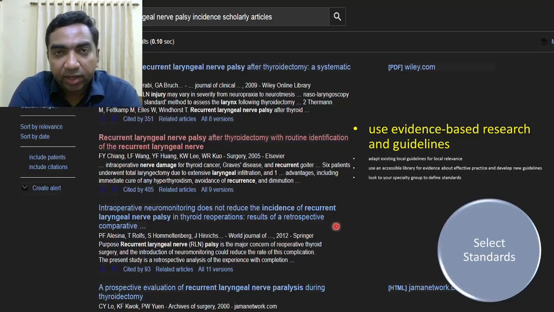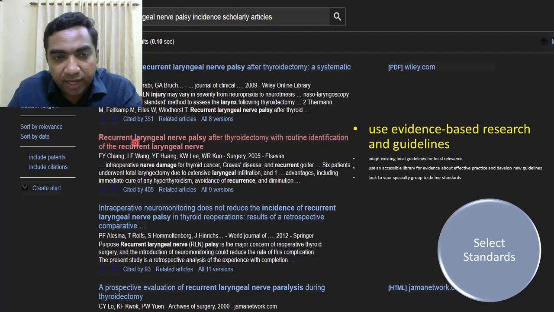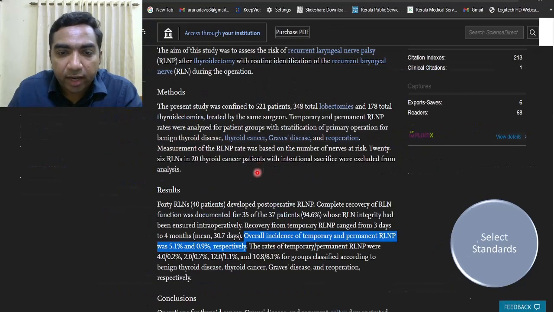Suppose I am doing thyroidectomy and I have a complication of recurrent laryngeal nerve injury in a few cases. So I search to see the international standards. I search for recurrent laryngeal nerve palsy incidence scholarly articles. Then I get a lot of articles regarding recurrent laryngeal nerve palsy in Google Scholar. Suppose I take this paper by Elsevier in 2005 and click on it, then I find that the overall incidence of temporary and permanent recurrent laryngeal palsy was 5.1% and 0.9% respectively.